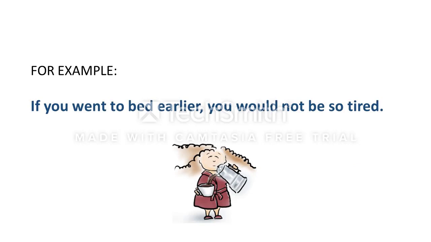It says, if you went to bed earlier, you would not be so tired. So what's the situation here? Of course, the person maybe went to bed late. So he has this desire. If I went or you went to bed earlier, you wouldn't be so tired in the office. Okay, do you see it? So the if clause would be the first one, and then the other part of the sentence would be the result clause. You are tired. Very well then. Let's continue with another one.